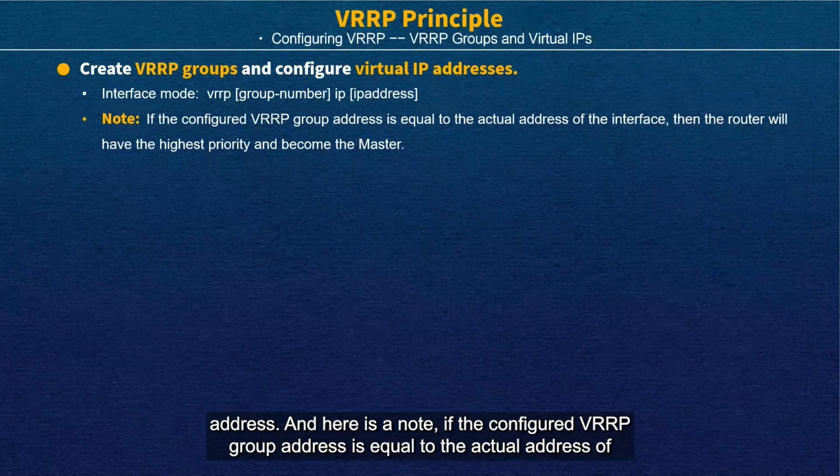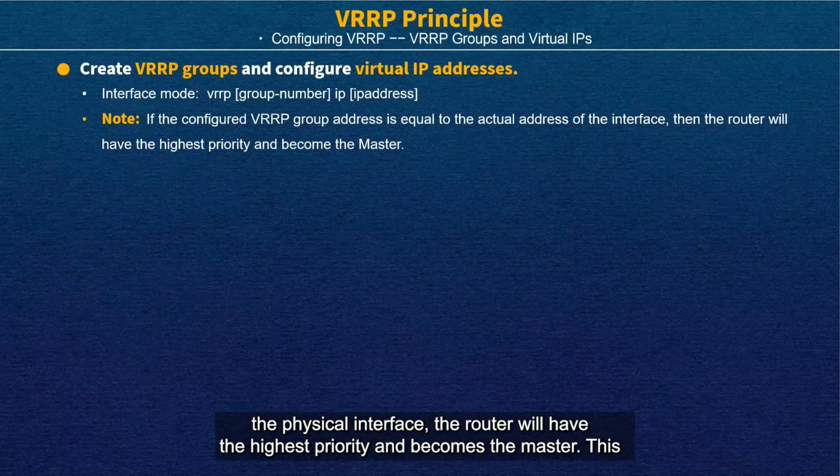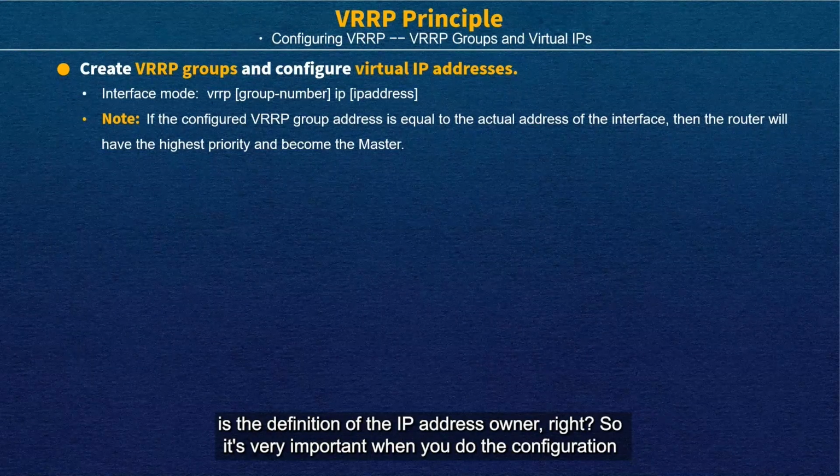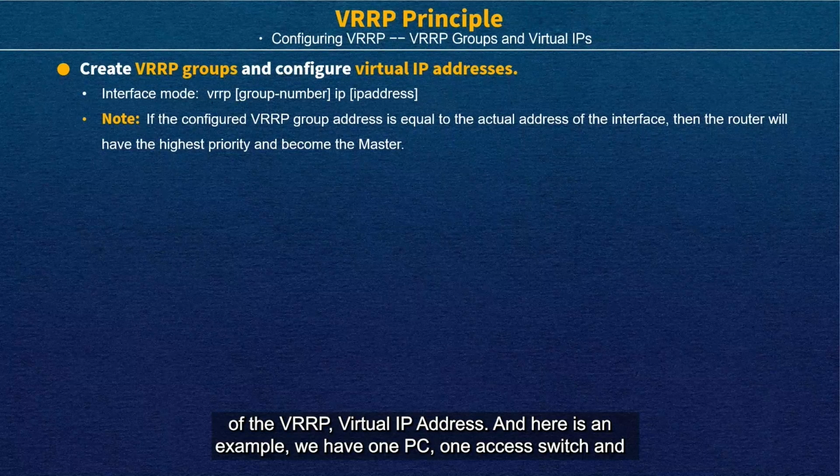And here is a note. If the configured VRRP group address is equal to the actual address of the physical interface, the router will have the highest priority and become the master. This is the definition of the IP address owner, right? So it is very important when you configure the VRRP virtual IP address.